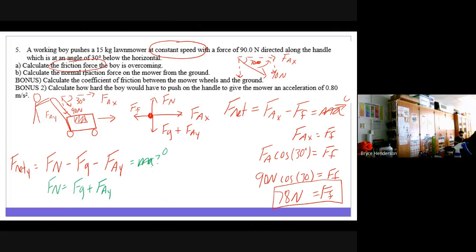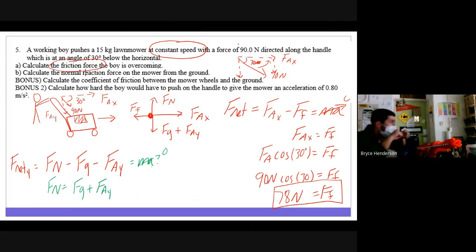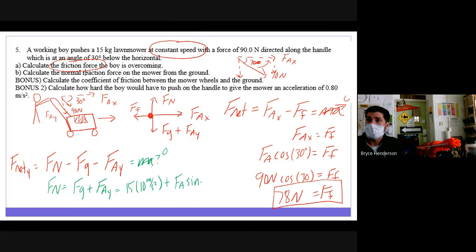If I push my lawnmower across the ground, here's me mowing. Is it going to fly up in the air? I hope not, unless I've hit a tree stump or something. But if this is 0, I can move these across, and then I can solve by doing Fg, which is just 15 times 10, plus the applied force in the y direction. That's what we just showed with trigonometry, would be force applied times the sine of 30. So 90 sine of 30, which gives me a total normal force of 195 newtons.